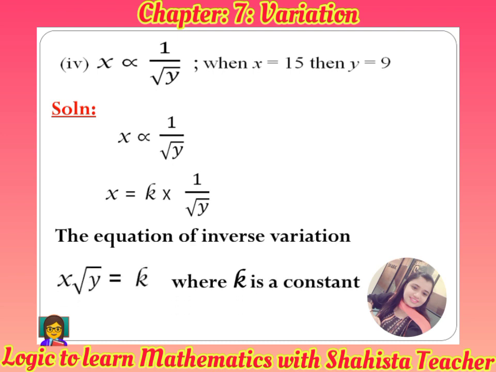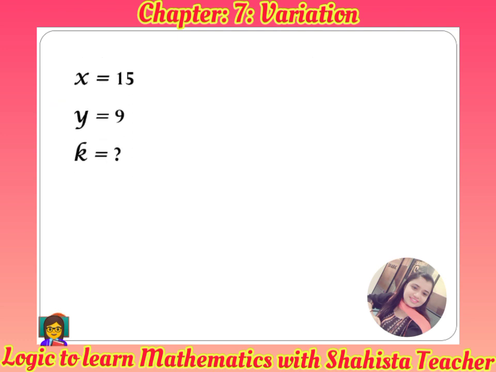Now here you have to do cross multiplication. So x multiplied by root y. So x root y is equal to k, where k is constant. Simply we did cross multiplication here because an equal sign is there, and an equal sign means cross multiplication. Now x value is 15. Y given value is 9 and here we have to find the k. K means constant, we have to find.